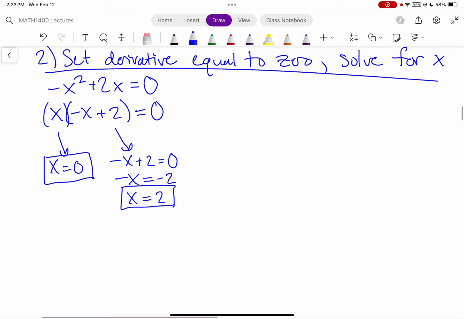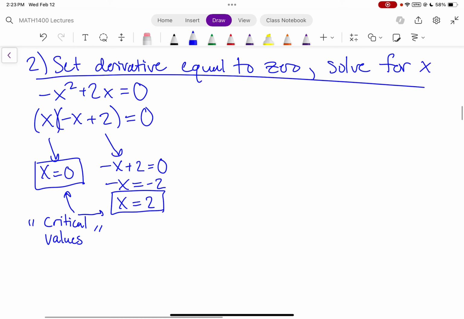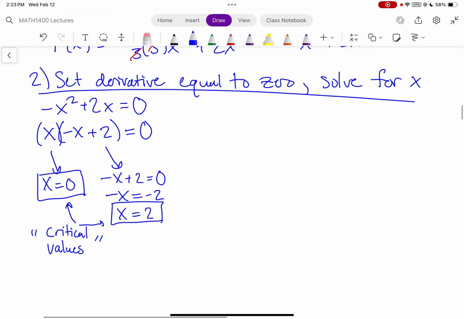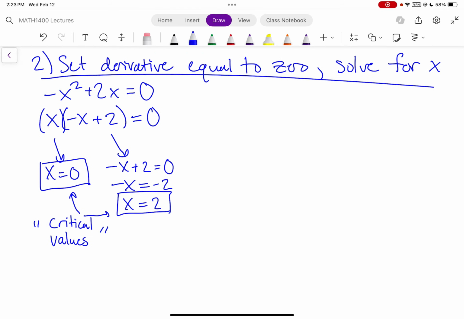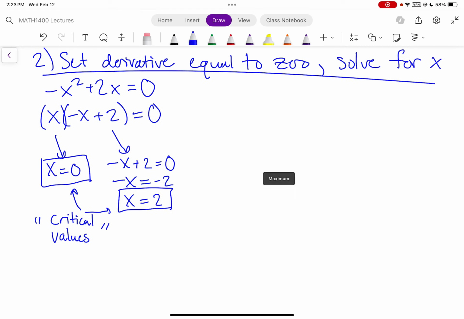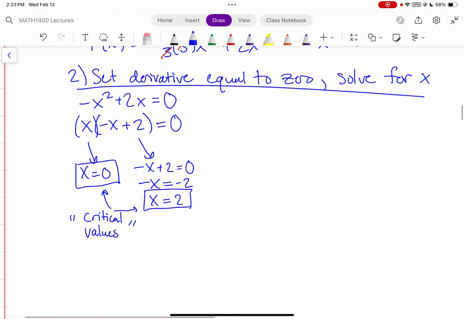So these are our critical values. Essentially, these are the x values where, when we plug them into the derivative, it's equal to 0. So these are the x values where I have that horizontal tangent line, that red horizontal tangent line that we've been drawing. And then for my third step, I'm going to draw it over here so I'm not wasting space.